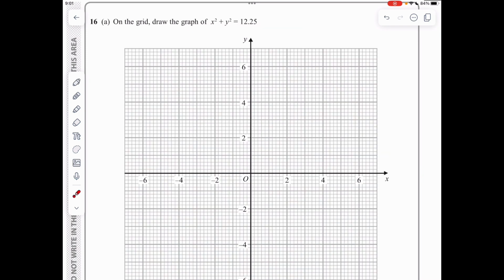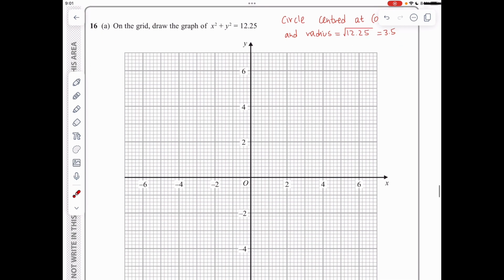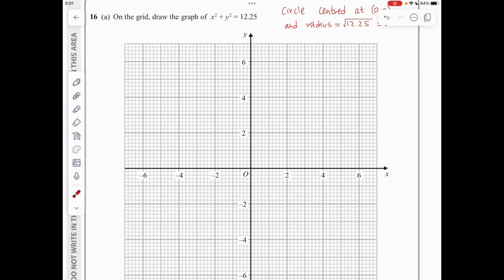In 16a, we are asked to draw the graph of x squared plus y squared is 12.25. Well, we should be able to recognize this as a circle which is centered at the origin and has a radius which is the square root of 12.25, which turns out to be 3.5. So we're looking at a circle centered at the origin having a radius of 3.5.